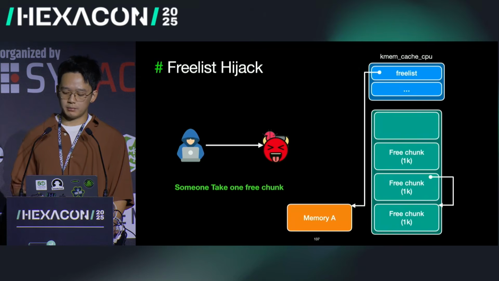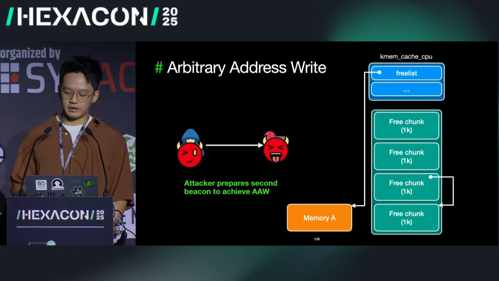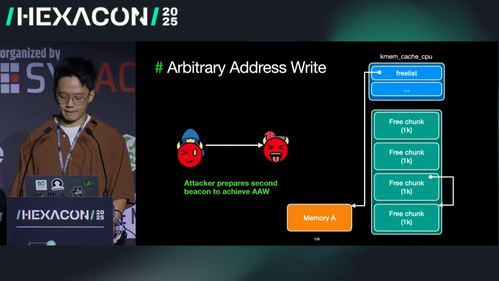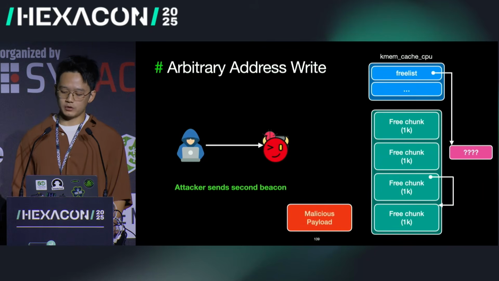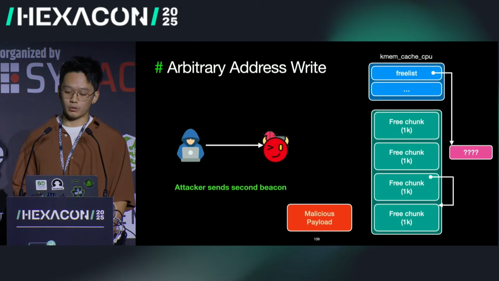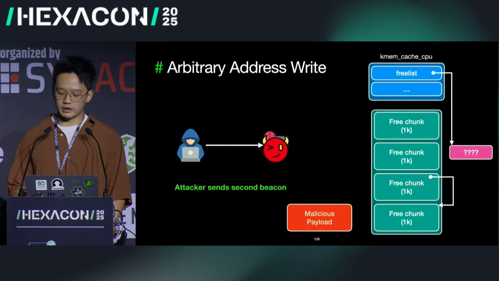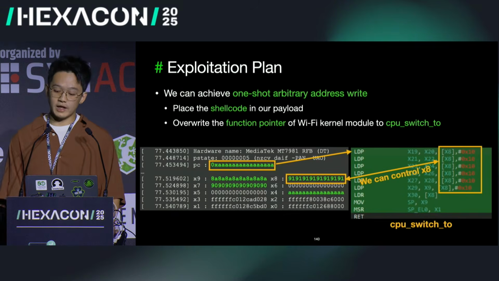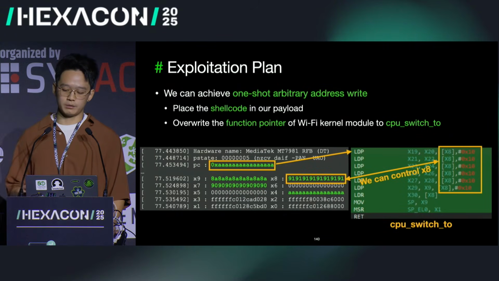After that, someone takes one free chunk from the free list. Then the attacker prepares a second beacon containing the malicious payload and sends it to the victim. The victim will acquire the address A and write the malicious payload to that location. If address A is invalid, we get the same state trace we saw before. We currently have a one-shot arbitrary address write primitive.